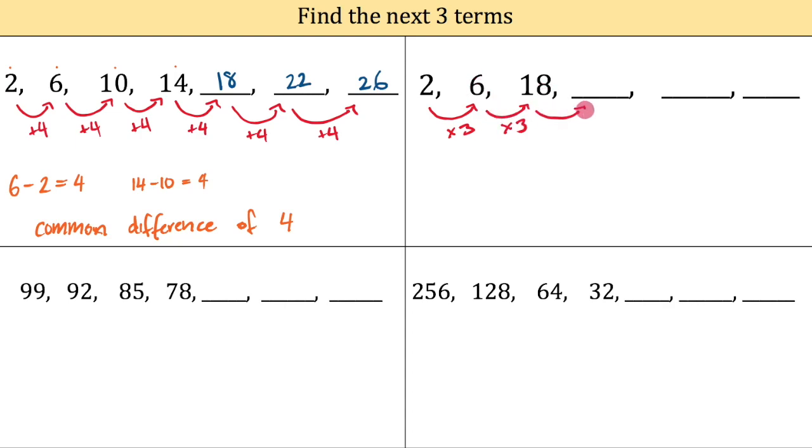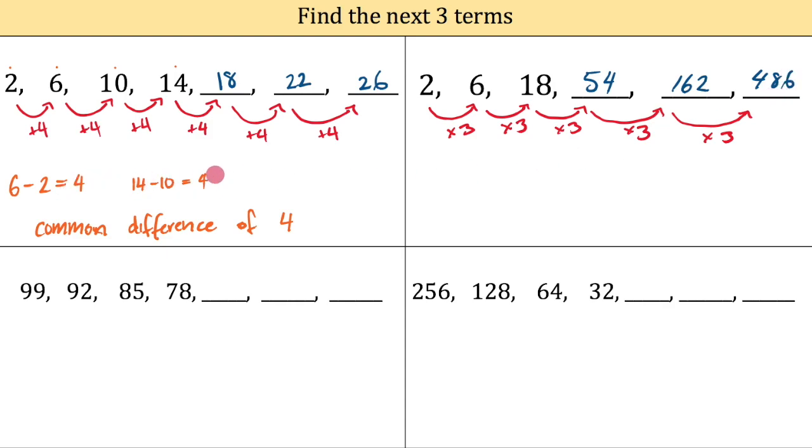So to get my next one, I'm just going to times by 3. I'm going to times by 3. And I'm going to times, wait for it, by 3. So that means I can fill in my numbers here. 18 times 3 is 54. 54 times 3 is 162. And 162 times 3 is 486.